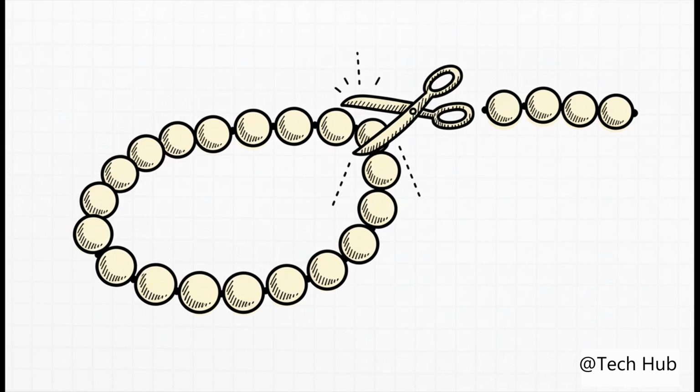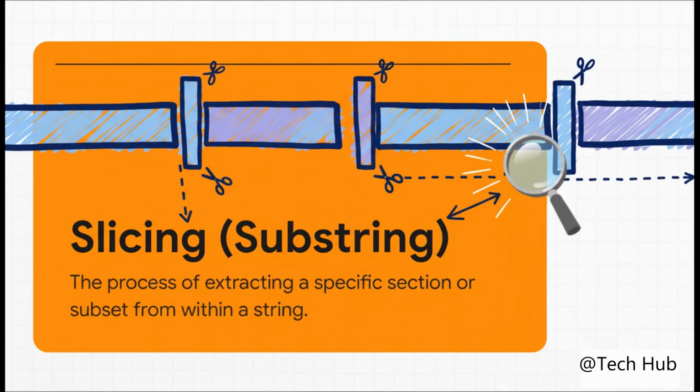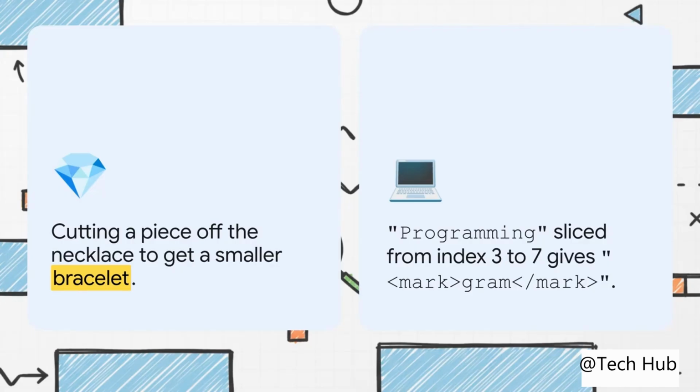And for that, we've got our next tool, slicing. This is all about grabbing just the piece you want. Slicing, or you'll sometimes hear it called creating a substring, is, well, it's exactly what it sounds like. You're just pulling out a specific chunk from the middle of a bigger string. Our analogy makes this super clear. It's just like snipping a small piece off your necklace to make a bracelet.